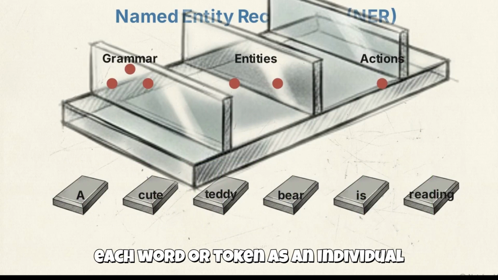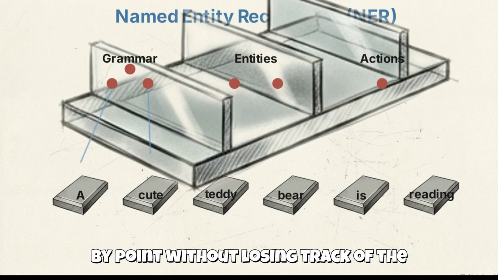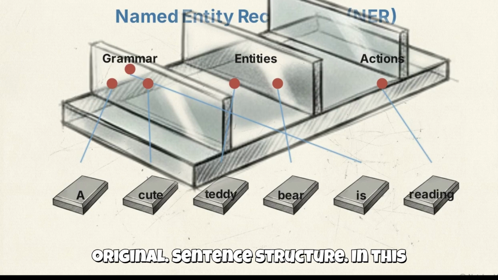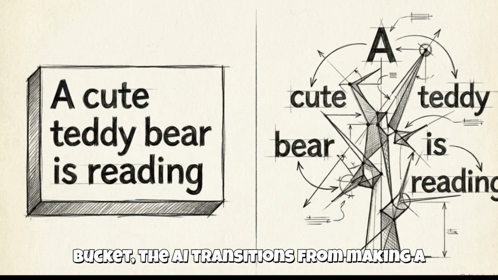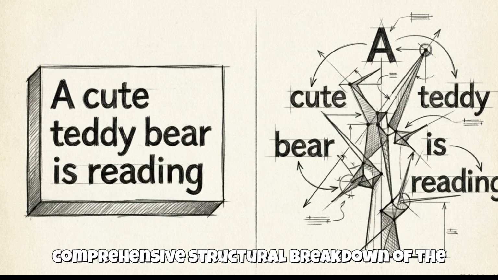The model treats each word, or token, as an individual data point. It applies these labels point by point without losing track of the original sentence structure. In this bucket, the AI transitions from making a broad judgment to performing a comprehensive structural breakdown of the information.